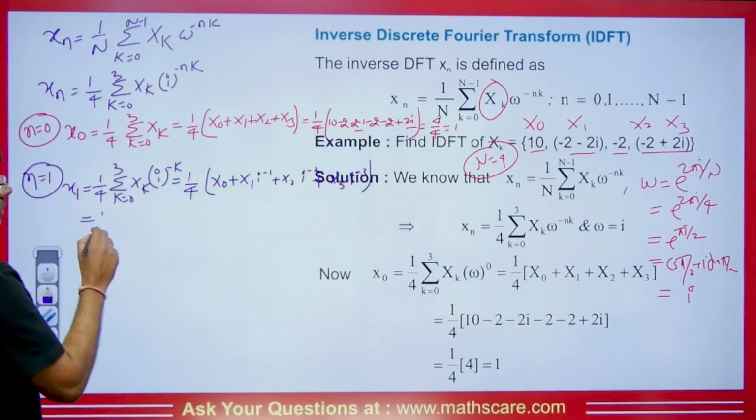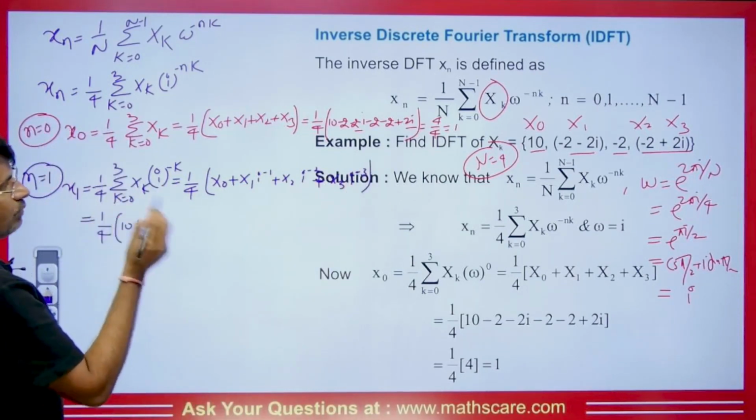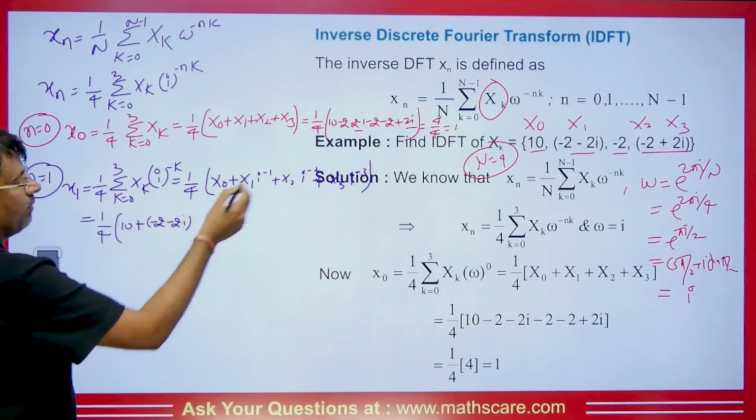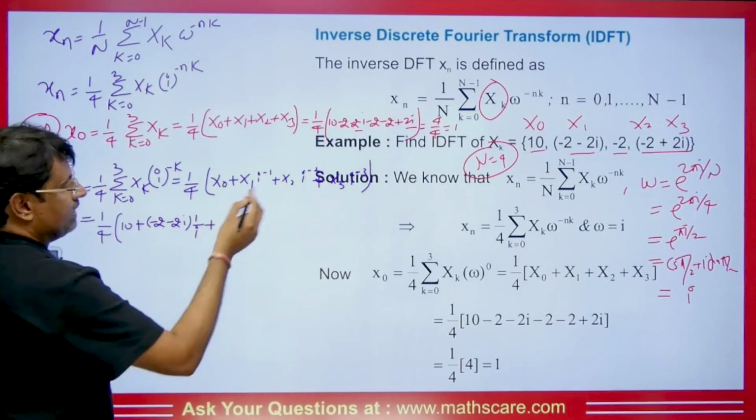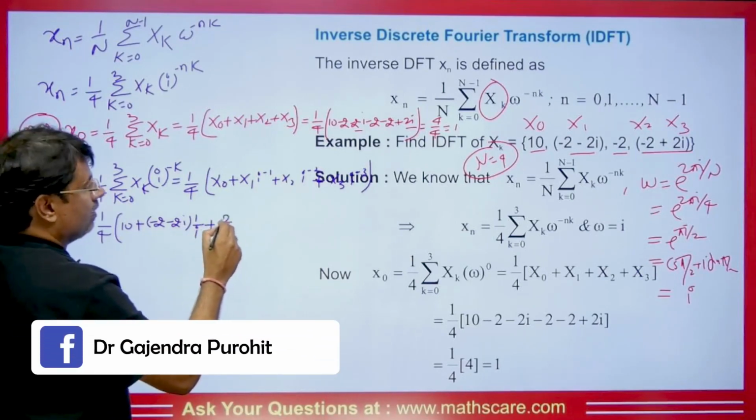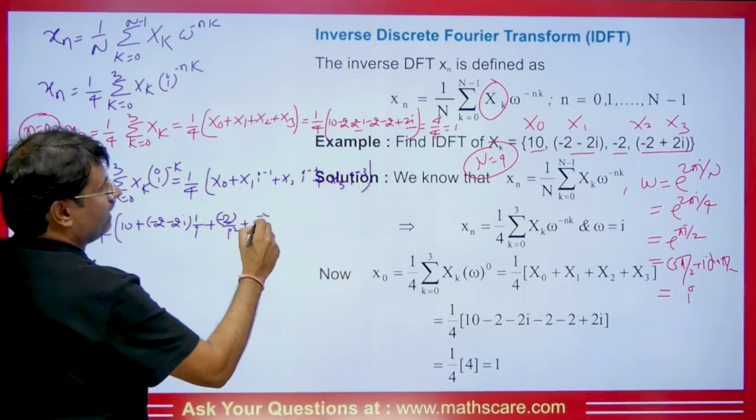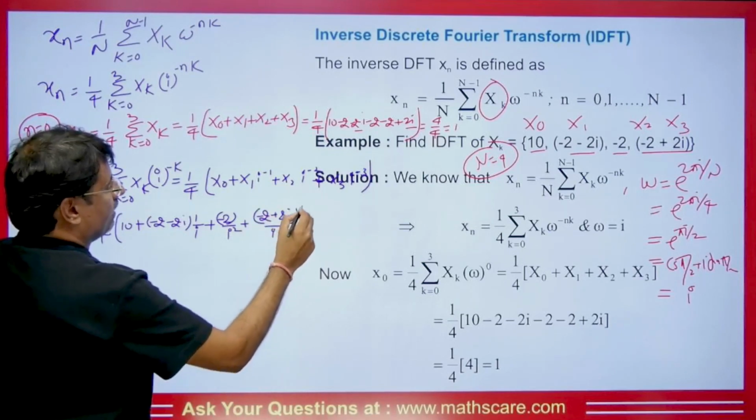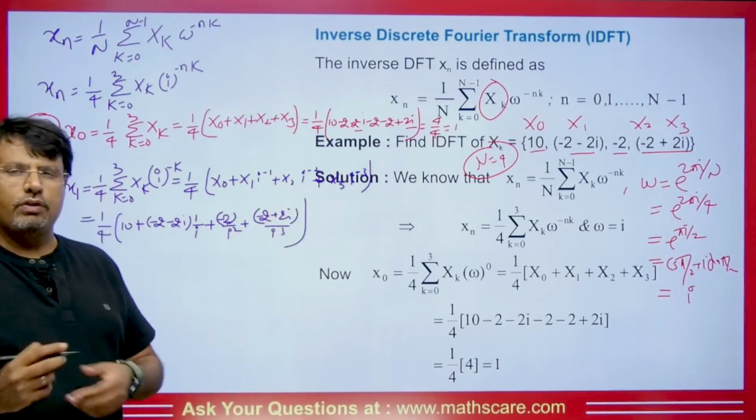We will put the value 1 upon 4. The value of x0, what is the value of x0? It is 10 and the value of x1 is minus 2 iota and here it is iota inverse, so I can write it as 1 upon iota. Clear? Plus here x2, the value of x2 is minus 2 and this will be iota square in the denominator. And then here the value of x3 that we are getting will be minus 2 plus 2 iota and we will take this iota cube to the denominator. Clear? Iota square is minus 1 and iota cube is minus iota.